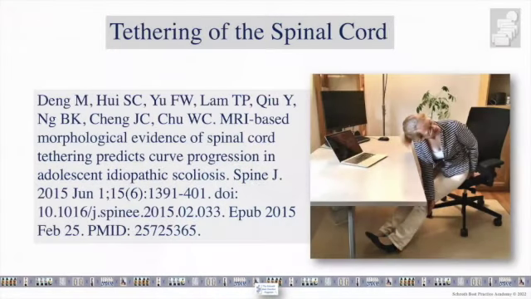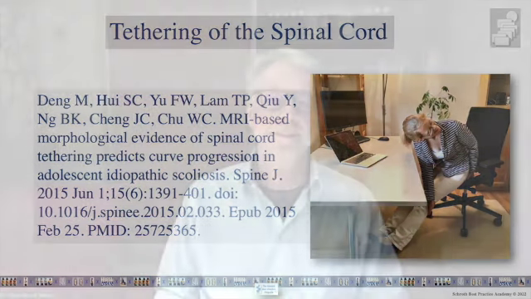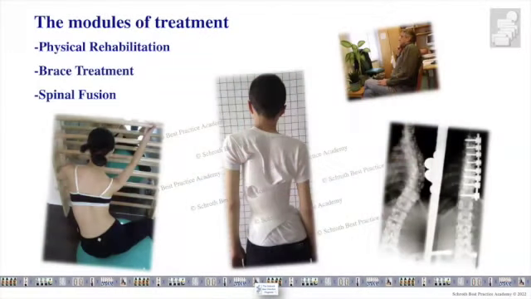Today we do know that progressive idiopathic scoliosis is based on a functional tethering of the spinal cord, an impingement of the spinal cord in the spinal canal, which initiates the growth disturbance. The basic modules of treatment are physical rehabilitation, brace treatment, and surgery.